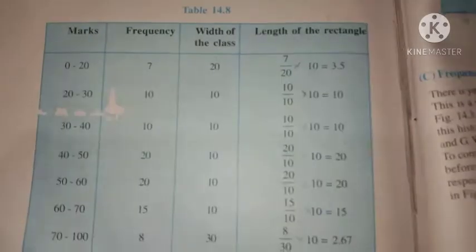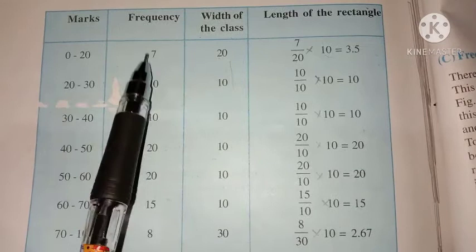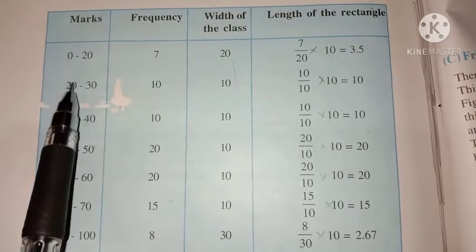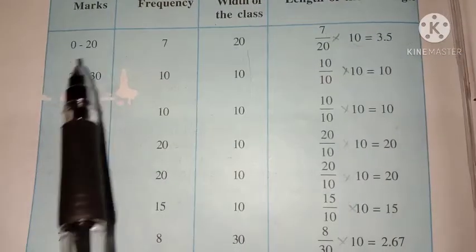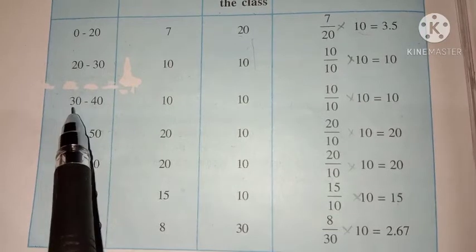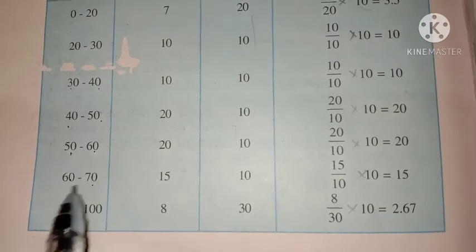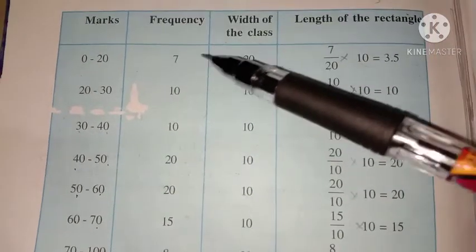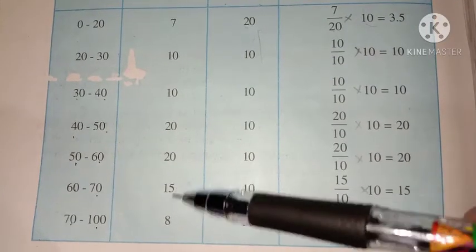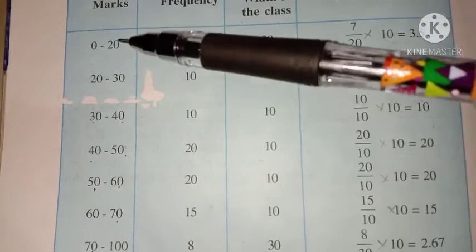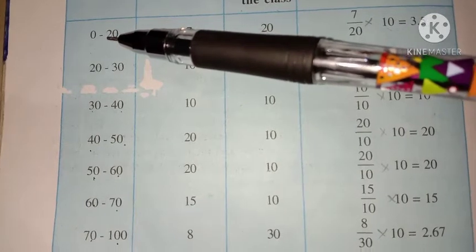Let's see this data. You have to consider the first two columns only now. Marks and frequency. Marks are in the form of class intervals. The first class interval is 0 to 20, then 20 to 30, 30 to 40, 40 to 50, 50 to 60, 60 to 70, 70 to 100. And the frequencies given are 7, 10, 10, 20, 20, 15, 8. Look at these class intervals only. Do you see any specialty here?